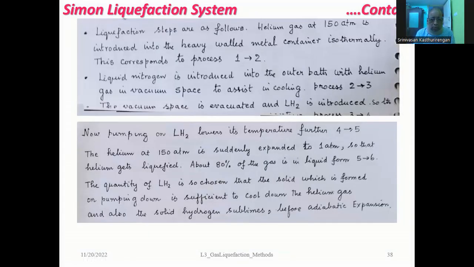The quantity of hydrogen, as I mentioned, should be chosen such that the solid which is formed on pumping down is sufficient to cool down the helium gas, and also the solid hydrogen sublimes before the adiabatic expansion. So this is the process of making batch quantities of liquid helium by the Simon liquefaction system. It is very useful for conducting small experiments.